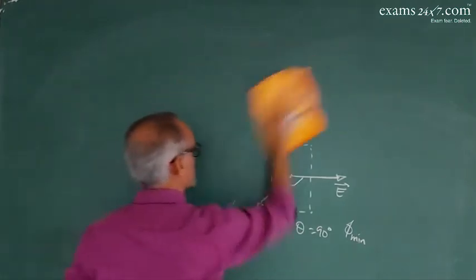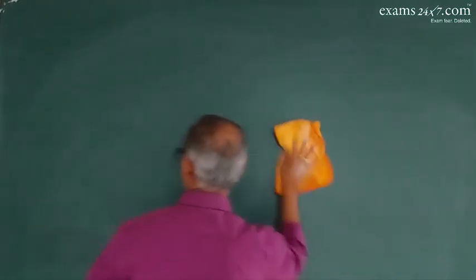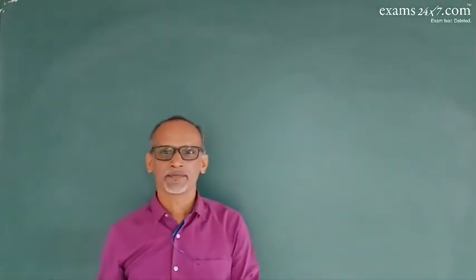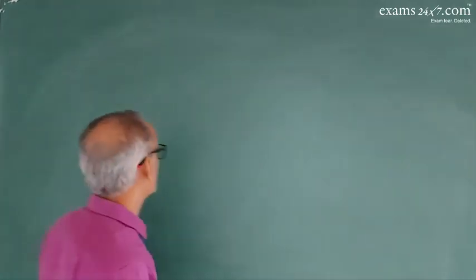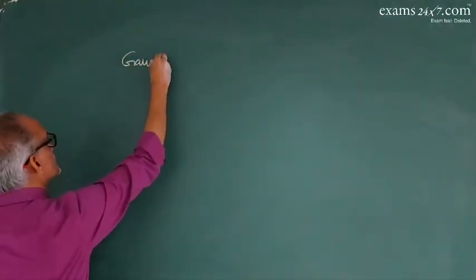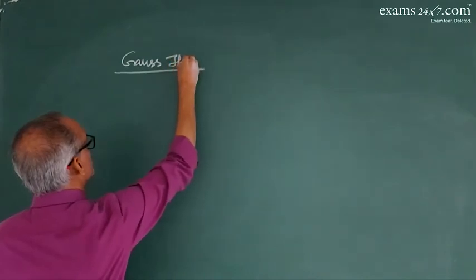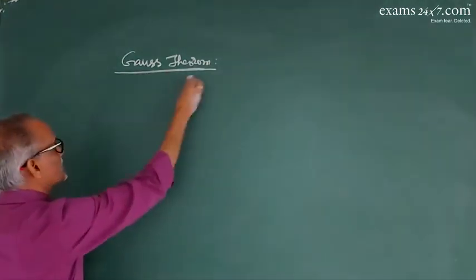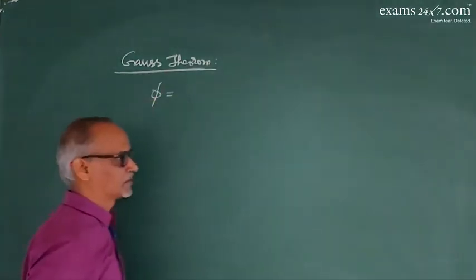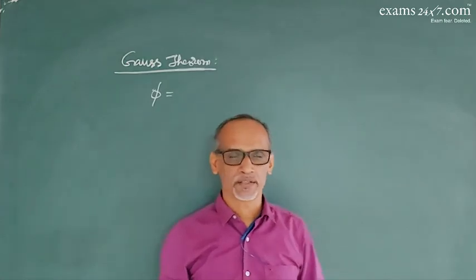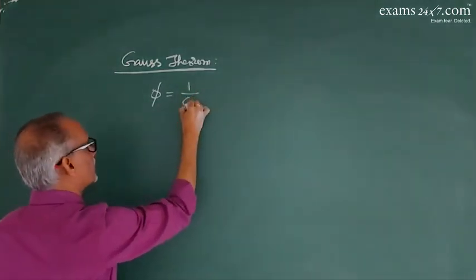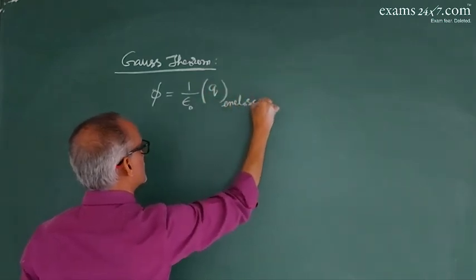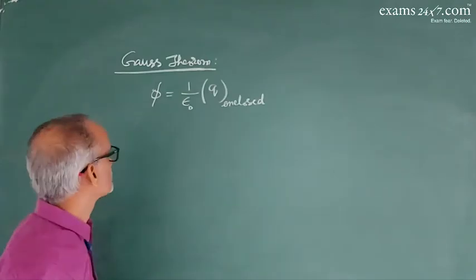Flux is related to the electric field. The electric field in turn depends on the charge. Therefore, the relation between the flux and the charge is given by an important theorem which is called the Gauss theorem. The Gauss theorem states that the total flux through a closed imaginary surface in vacuum is equal to 1 by epsilon naught times the total charge enclosed by the closed surface.